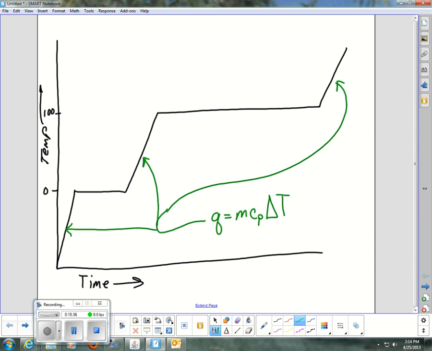Q is heat energy. M is mass. It's pretty easy. Cp is specific heat.